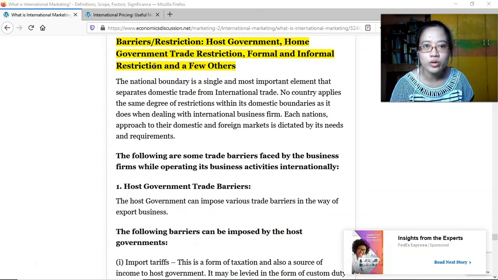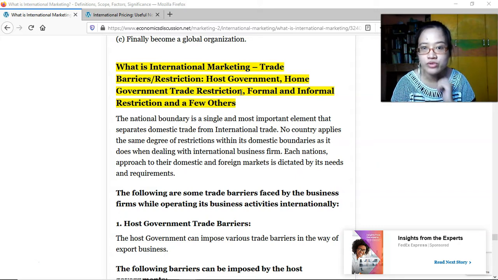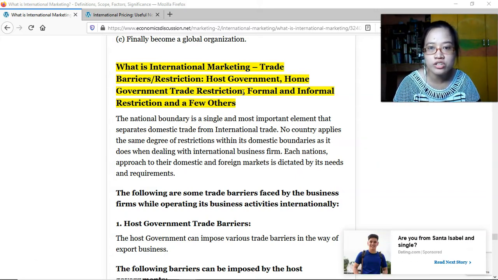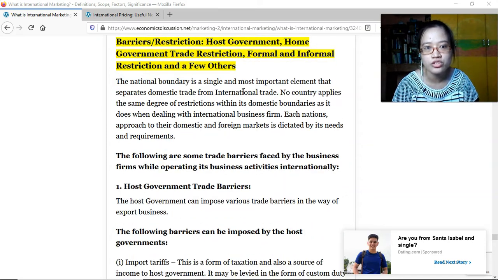Okay, I think this is the last one. Trade barriers or restrictions. These could be imposed by the host government, home government trade restrictions, or formal and informal restrictions. Okay.